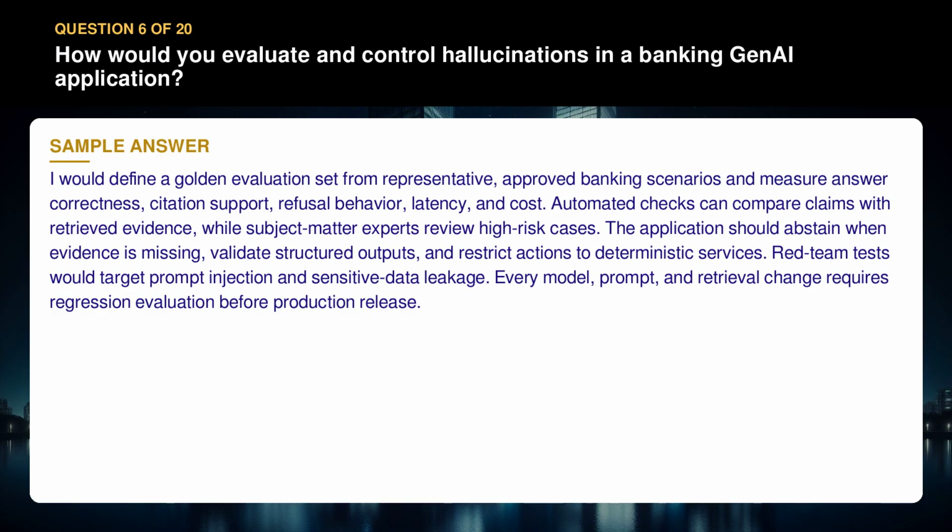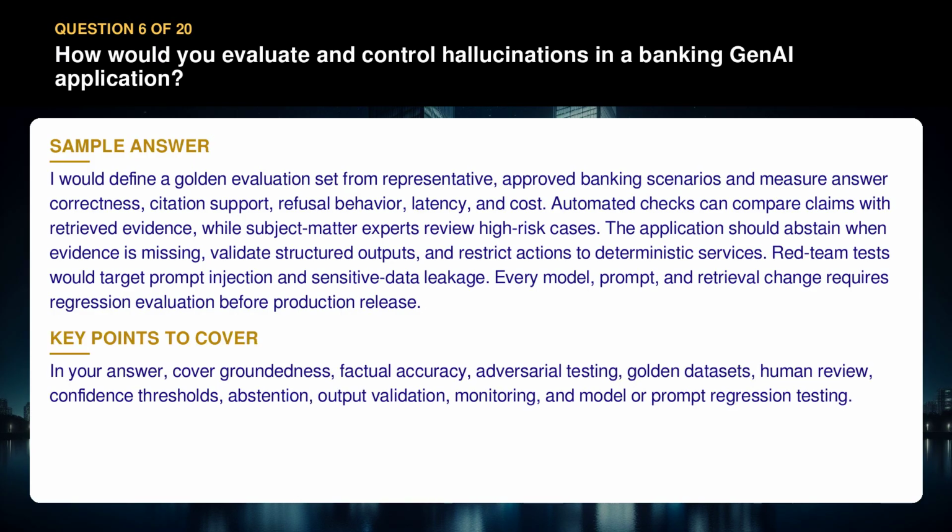The application should abstain when evidence is missing, validate structured outputs, and restrict actions to deterministic services. Red team tests would target prompt injection and sensitive data leakage. Every model, prompt, and retrieval change requires regression evaluation before production release. In your answer, cover groundedness, factual accuracy, adversarial testing, golden datasets, human review, confidence thresholds, abstention, output validation, monitoring, and model or prompt regression testing.